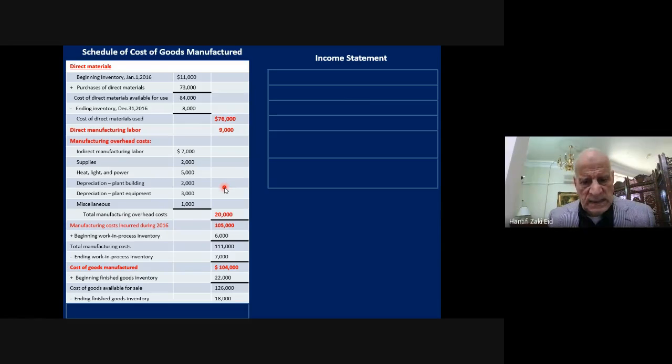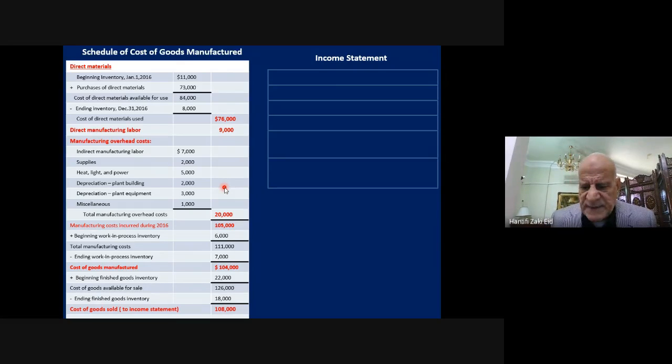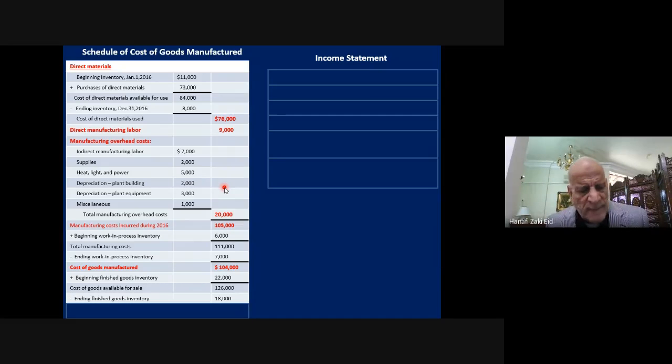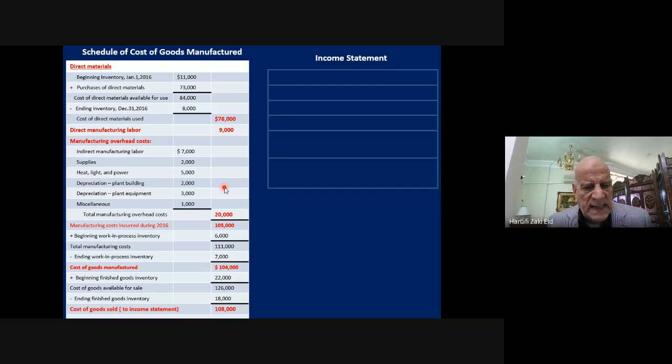All of these units, only some of them were sold, and we have another part still unsold and will be considered as ending inventory of finished goods. So when we subtract the ending inventory of finished goods, we will have cost of goods sold. This figure will be transferred to the income statement. This is the cost of goods sold.